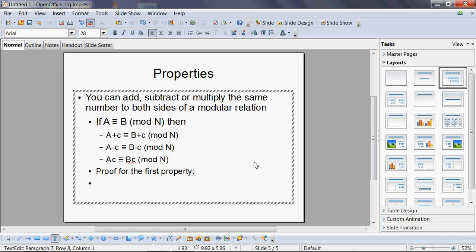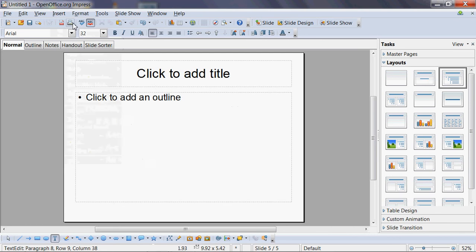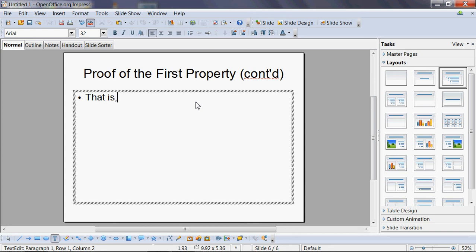A is congruent to, so I'll again need to insert this little symbol down here, B modulo n. This is given to us. Okay, so therefore, A minus B is a multiple of n, which means that, proof of the first property continued. So here this means that A minus B is equal to some number k times n, where k is some integer.